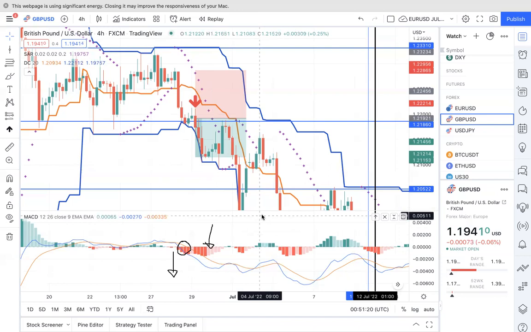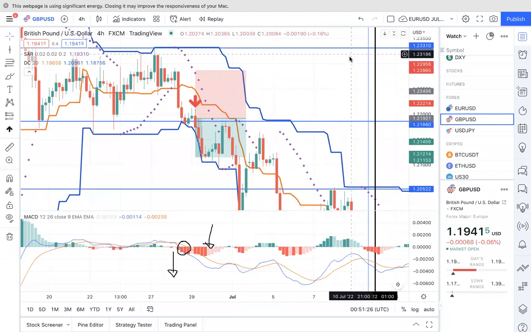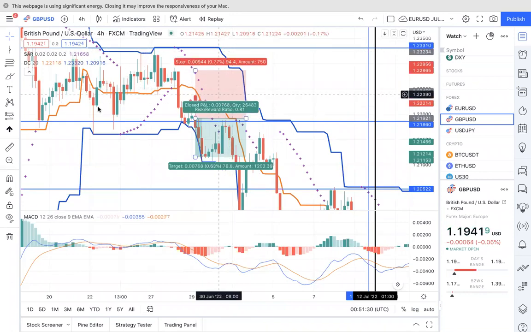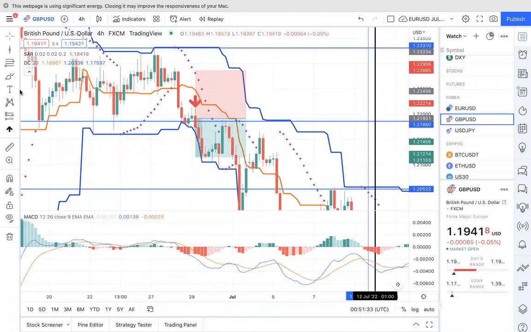Exactly. We have the signal line crossing below the MACD, right? So what are we going to do? We're going to go short. We're going to get in for that sell. What did you think we was going to do? Take profit. Duh. That's what we're going to do.